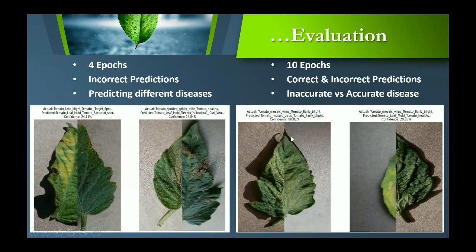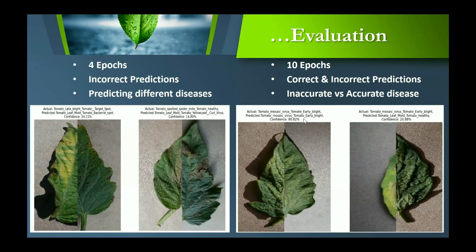Now, we also went on to test our 10 epochs model. It gave us one correct prediction and one incorrect prediction, hence creating an inaccurate situation versus an accurate situation. Let's look at the accurate situation. We provided it with a mosaic tomato early blight disease, which is a joint disease, and it predicted correctly with a confidence of 80.82%. That shows that the 10 epoch model was learning better as compared to the 4 epoch model.